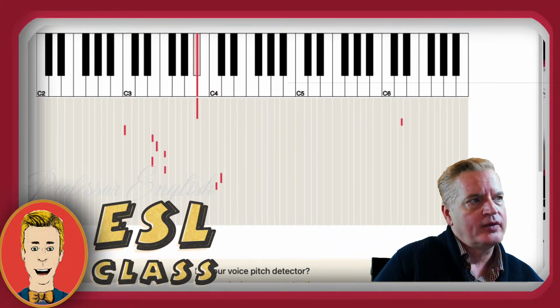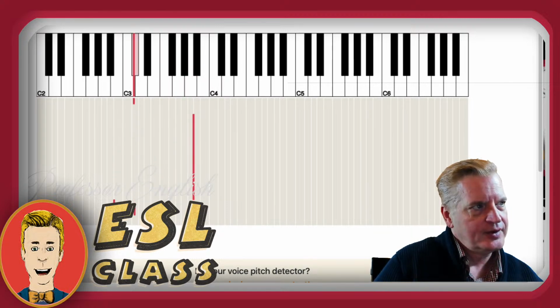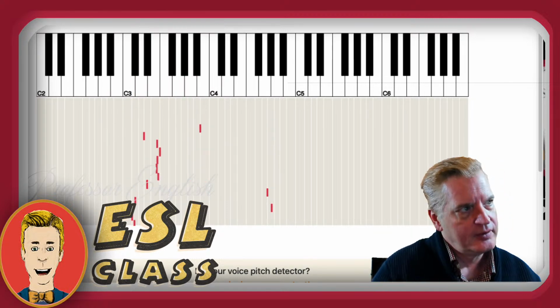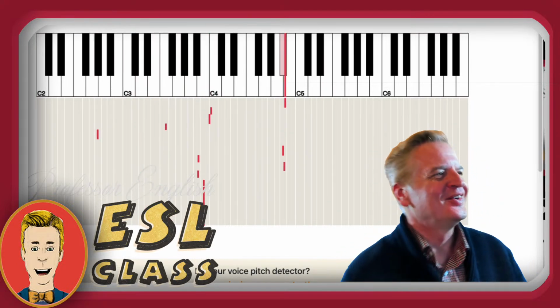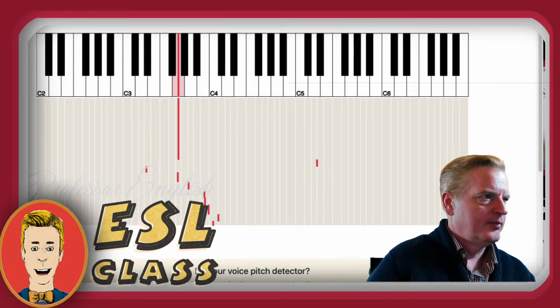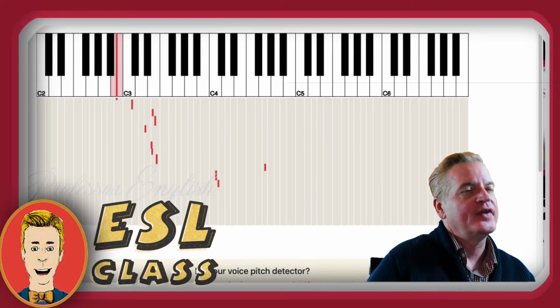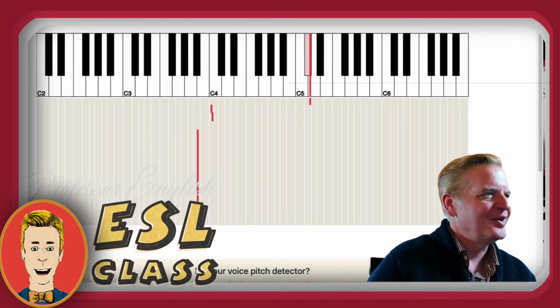Took 'em for a month. Seems like it's going up. Took 'em for a month. Well, it's lower than took. Took 'em for a month.